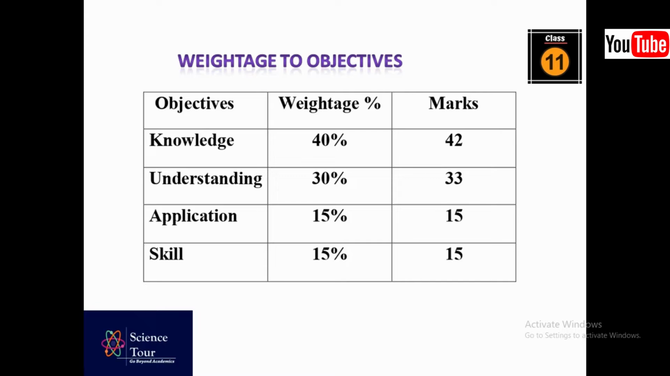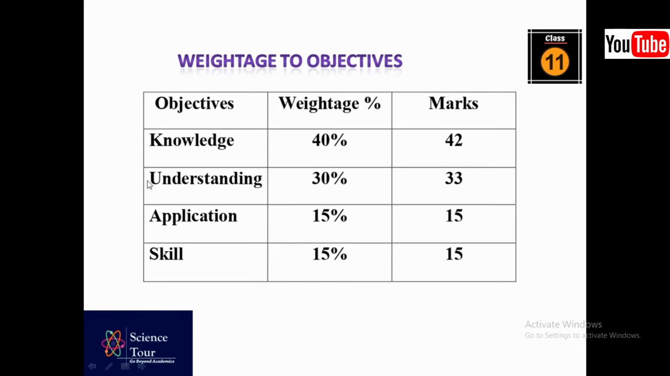So if you take the knowledge part, the weightage is 40%. That means around 42 marks of questions will come under the knowledge category. Knowledge includes direct questions, remember based questions like define the following, name the scientist, what is this. Such kind of questions come under knowledge based.